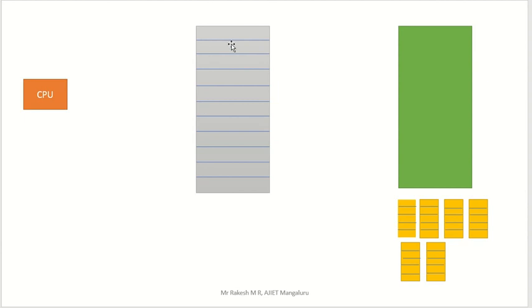If some of the pages of that particular process are not there, then that page is loaded again from the secondary memory. Whenever the CPU wants it, that page is taken from your secondary memory to main memory.